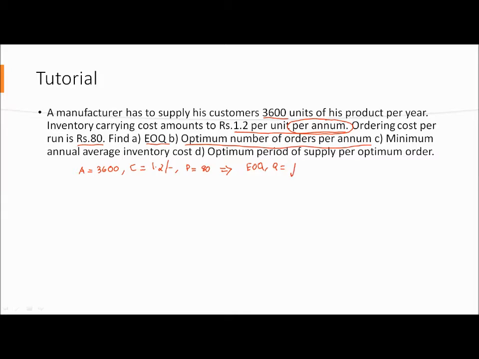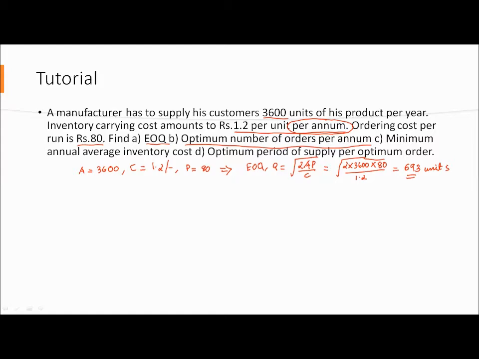So Q is equal to root of 2AP divided by C. What is the value of A? It is 3,600. The value of P is 80, and the value of C is 1.2. So it will be something around 693 units.